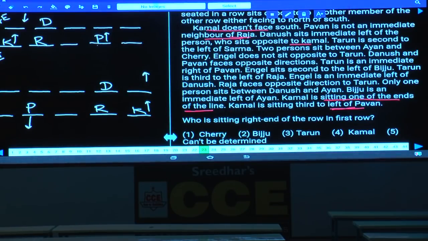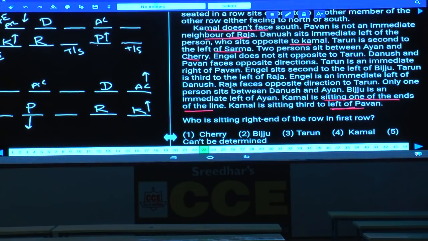And Tarun is seated second to the left of Sharma. Now Tarun or Sharma can be in these two places, isn't it? They are in the alternate places, Tarun and Sharma. Tarun is seated second to the left of Sharma, and two persons are seated between A and C. Now two persons between A and C, and two persons between A and C in the other one. Here also A and C can be here and A and C can be here.